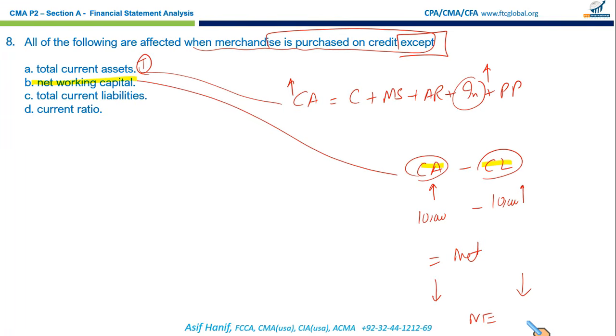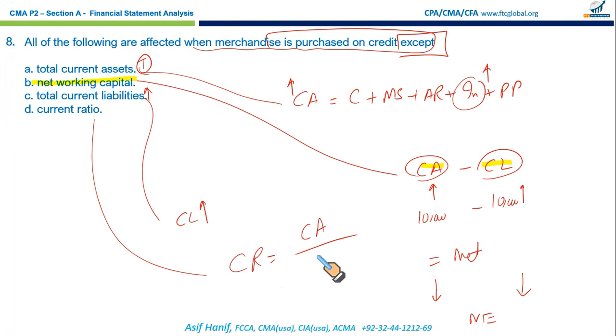Merchandise purchase on credit. What about total current liabilities? When you buy goods on credit, current liabilities increase, so it will cause an increase in current liabilities. What about current ratio? Current ratio is affected because both current assets and current liabilities change by the same amount, so they will definitely be affected. So the final answer: all of the following are affected when merchandise is purchased on credit.